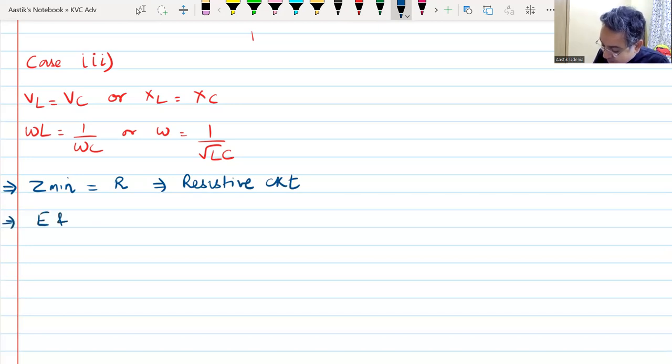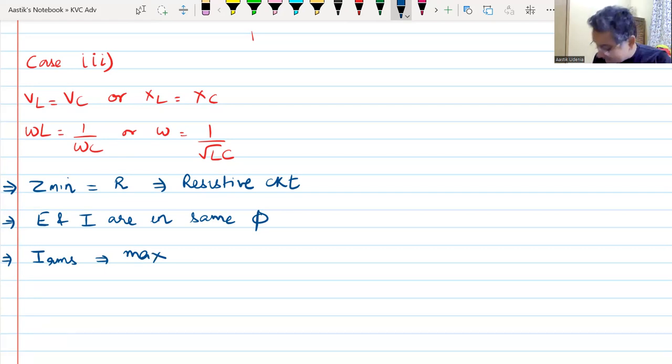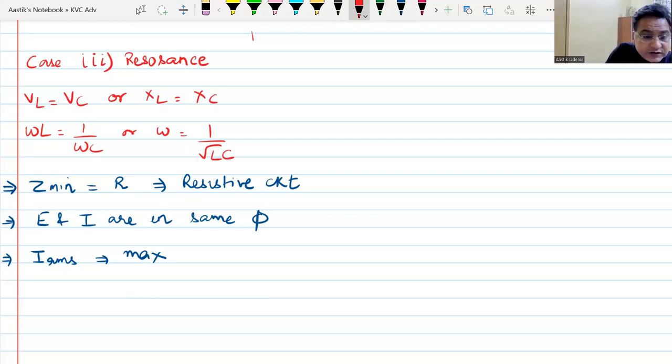The voltage E and the current I are in the same phase. The current I and the voltage drop across all the three elements will be in the same phase. The RMS value of current would be maximum because impedance is minimum. This condition is known as the condition of resonance, and the frequency at which this happens is known as the resonant frequency.